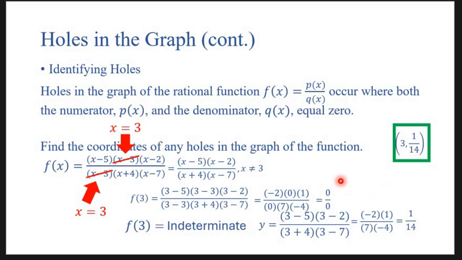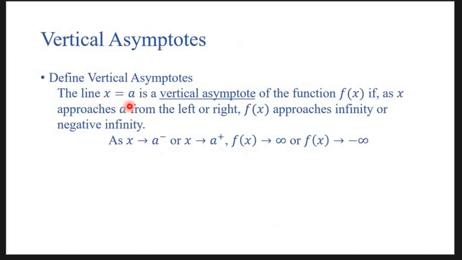Now let's define vertical asymptotes. The line x equals a is a vertical asymptote of the function f of x if, as x approaches a from the left or right, f of x approaches infinity or negative infinity. So in arrow notation, that says as x approaches a from the left or as x approaches a from the right, f of x approaches infinity or f of x approaches negative infinity.